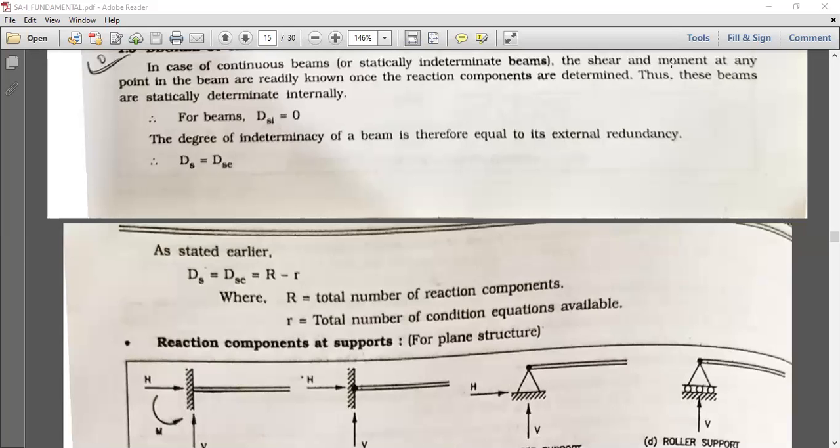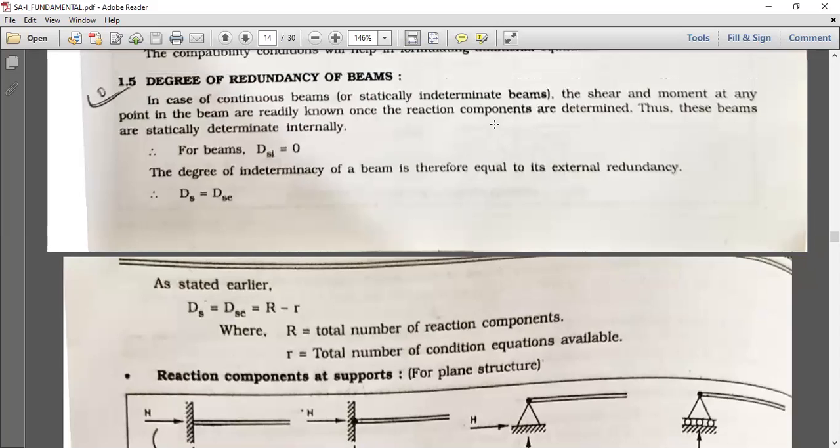Welcome to Structure Analysis 1. We are going to start with degree of redundancy of beam.